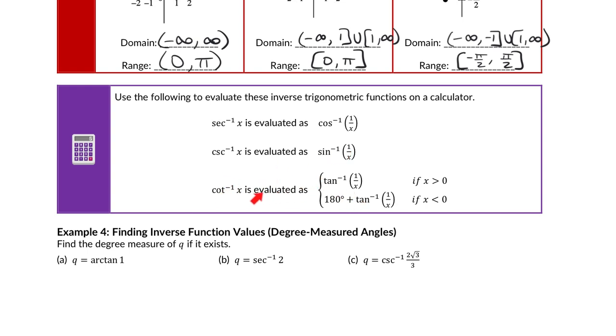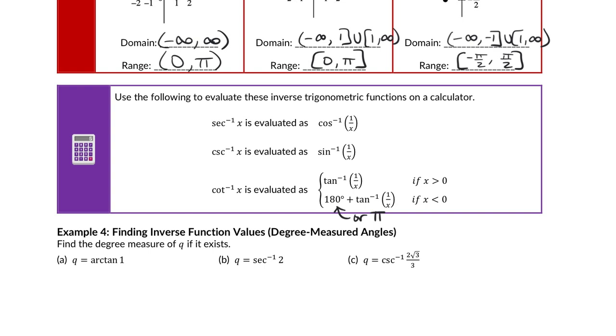However, if the angle you're looking at is negative, you have to add 180 degrees or pi. Because 180 degrees is pi. So if you're in degrees, 180 degrees. If you're in radians, pi.